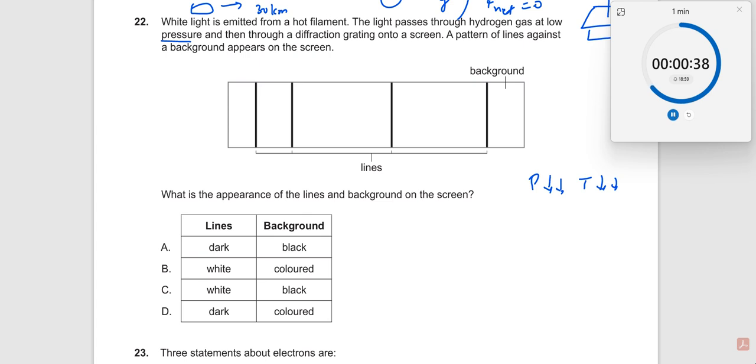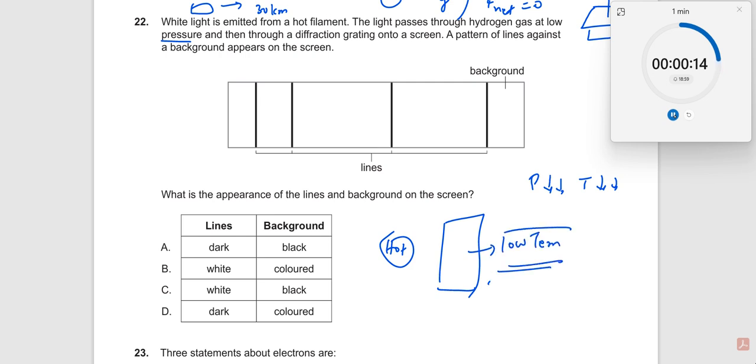So there is a background, and there are lines. What is the appearance of the lines and background on the screen? Many of my students have written black lines with a white background. No. So you have to understand the question clearly here. White light is emitted from a hot filament, and then it comes through an enclosure which has a low temperature, and from here light comes out.